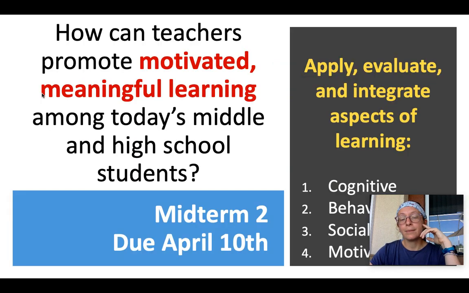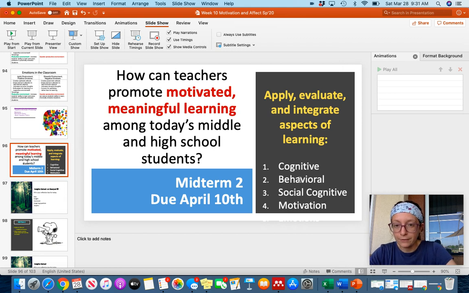I just wanted to drop a midterm 2 plug to make sure that you're not forgetting, you're thinking about it. How can teachers promote motivated, meaningful learning in today's middle school? And remember, these 4 aspects, behavioral and social cognitive, are together, but you just need to discuss 2 aspects from cognitive, 2 from both of these. So you don't need 2 for behavioral, 2 for social cognitive, 2 overall, and then 2 for motivation and emotions. Okay, so 6 concepts that you are talking about in your midterm.